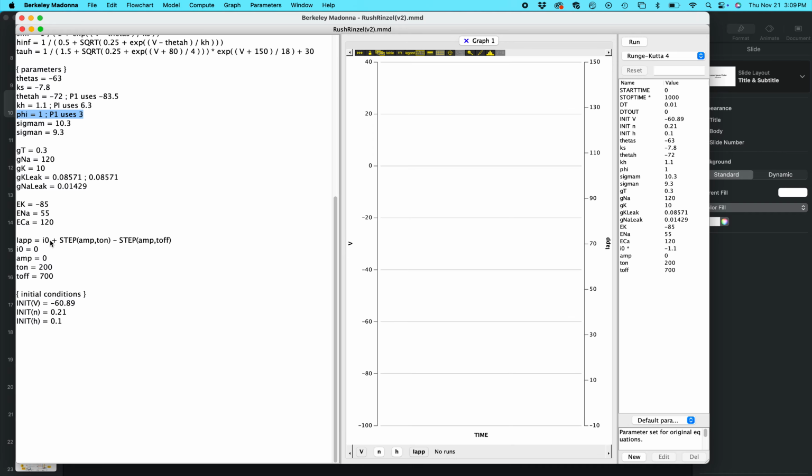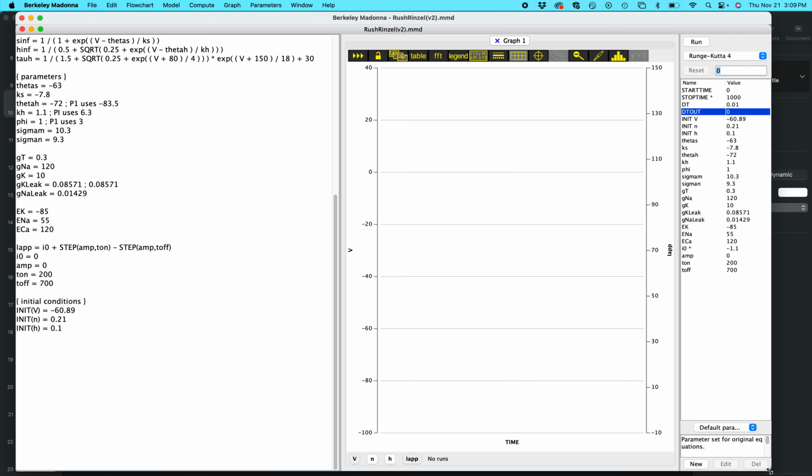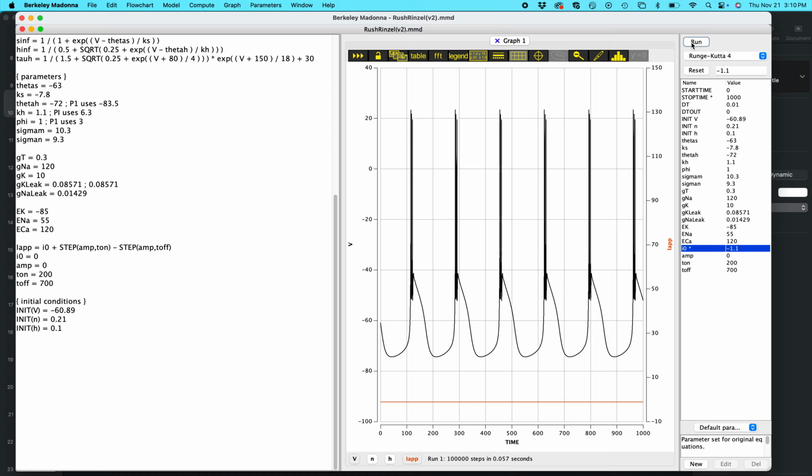And I have the same expression for applied current, but I'm not going to use the steps. I'm just not going to use them. And now I've set my applied current equal to 0 here. I've set my I0 to -1.1. This is mimicking the removal, the disfacilitation of serotonin during sleep. And there's the system giving us low threshold spiking.